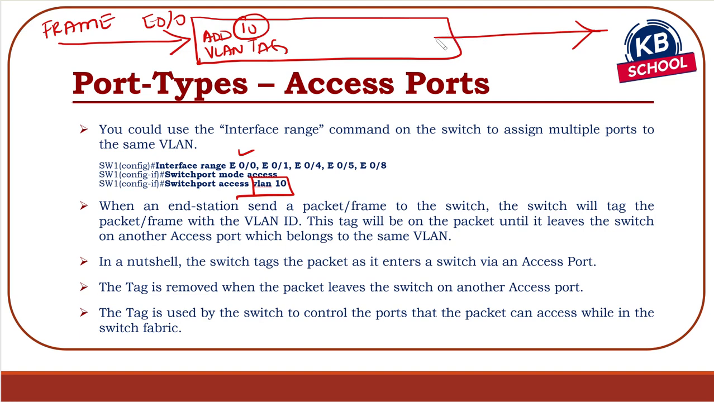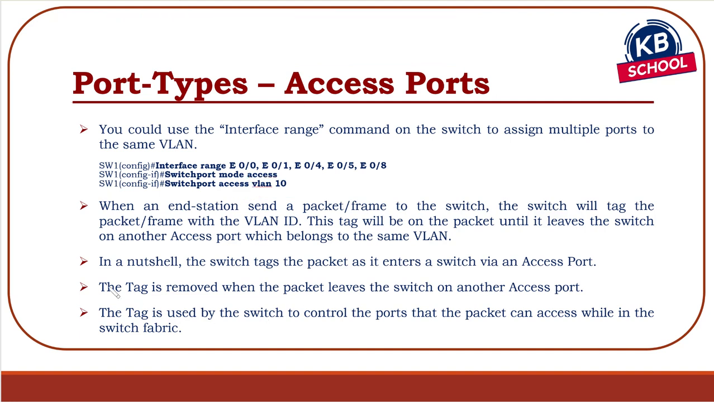As it leaves, what does it do? Before it sends it out, it will remove the VLAN tag. So remember this: inbound into a switch, the tag is added. Outbound from that particular switch, again from an access port perspective, the tag is removed. And that's what I'm trying to explain to you guys over here. And I'll give you a visual of the port types as well in the coming slides. The tag is removed when the packet leaves the switch on another access port that belongs to the same VLAN though.